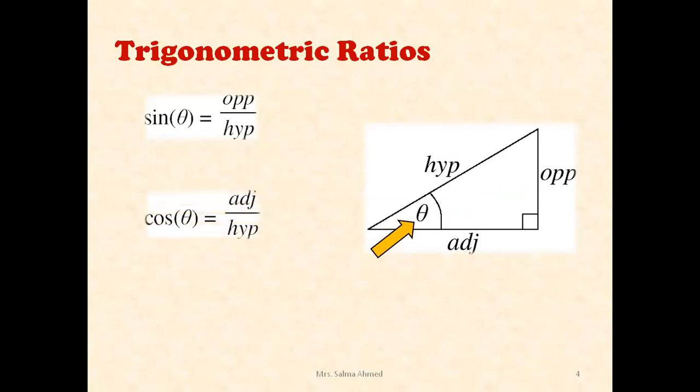If I need to get cosine theta, the cosine for this angle, now I'm going to take the adjacent side, which is the side beside the angle here. So it will be adjacent over hypotenuse. And the third trigonometric ratio is tan theta, and it is the opposite over the adjacent. So it will be the opposite side over the adjacent side, or the nearby side.